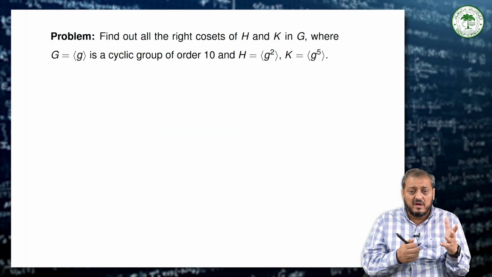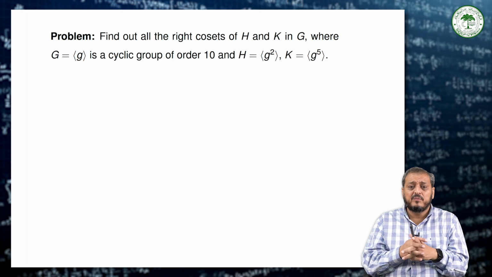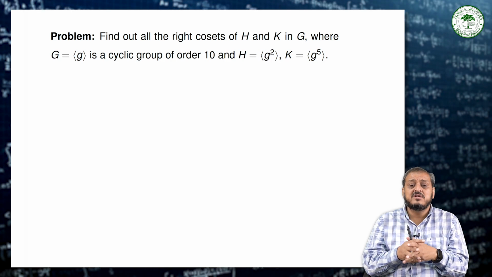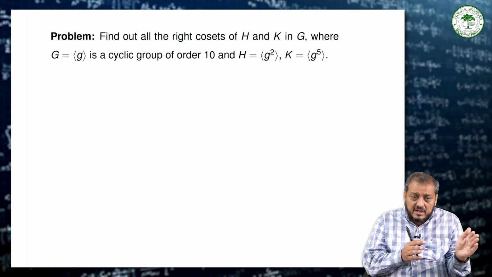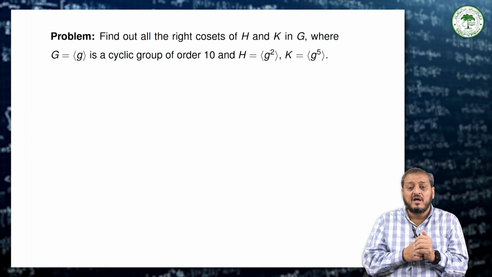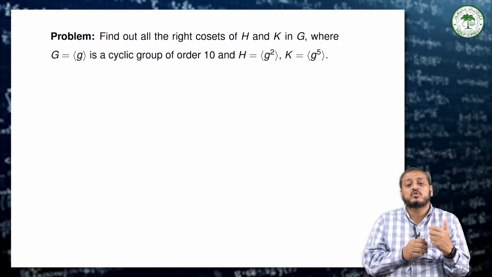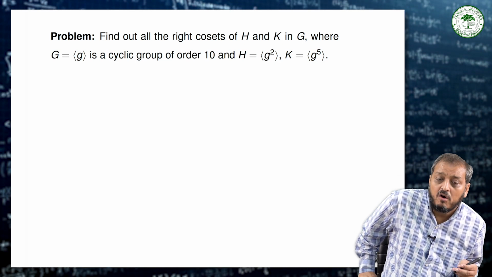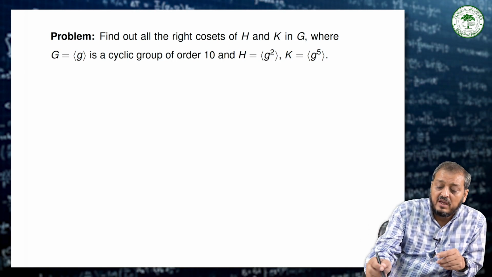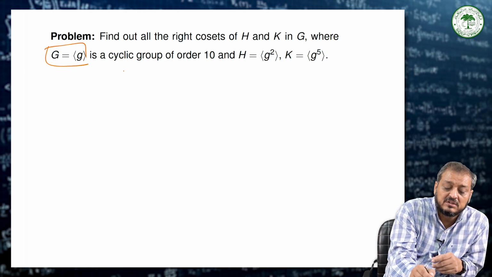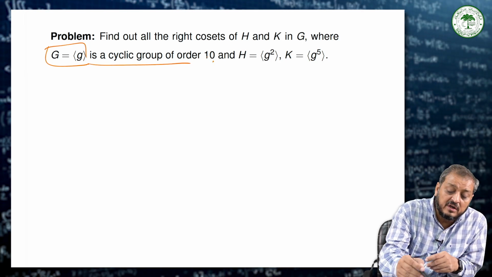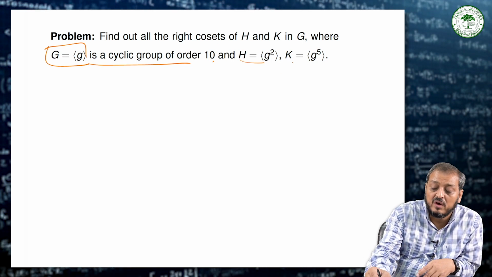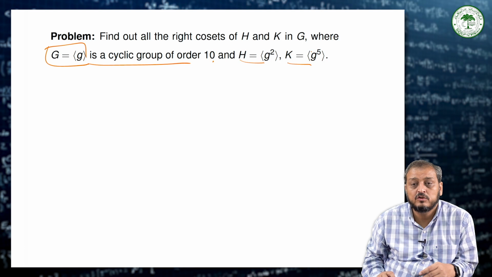Now we have a problem: find the right cosets of H and K in G, where G is a cyclic group of order 10, H is generated by g squared, and K is generated by g to the power 5. Since G is of order 10, g to the power 10 is equal to the identity.